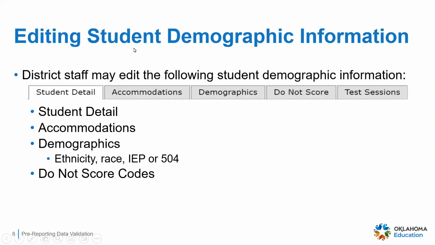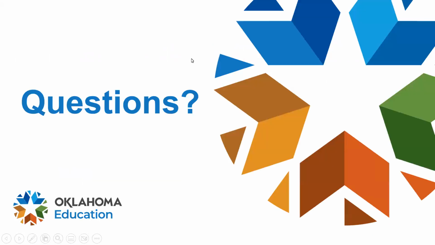Okay, so editing the student demographic information, district staff may edit the following student demographic information: making sure students' names are spelled correctly, that the accommodations are done correctly, and the demographics, like the ethnicity, race, IEP, or 504 codes. And then we will go over the do not score codes here in just a moment.